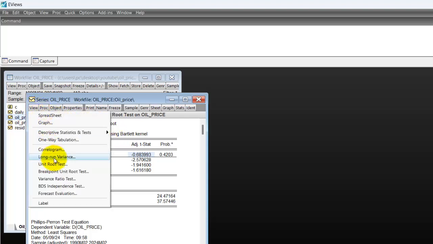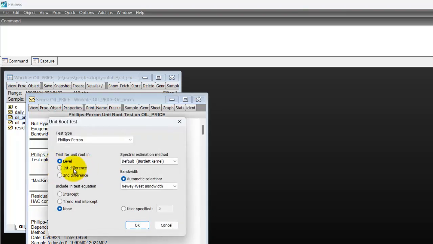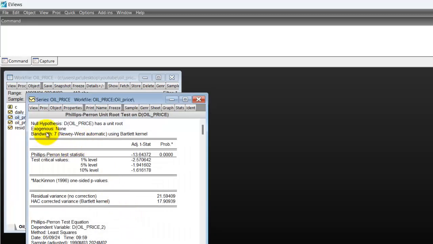Now let us check for first difference. What you just need to do is click on first difference and get your results. Your null hypothesis, which I've already stated as a unit root, you can see here. At first difference, the probability value is significant even at 1%, and the absolute value of the PP test statistic is also greater than the critical value at 1%, 5%, and 10%. So we can conclude that oil price is stationary at first difference.